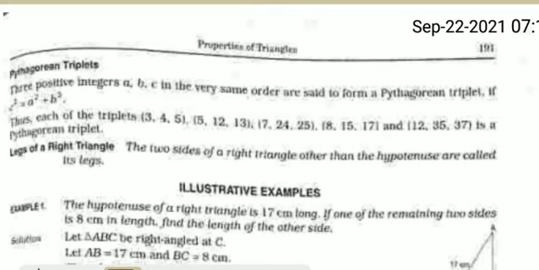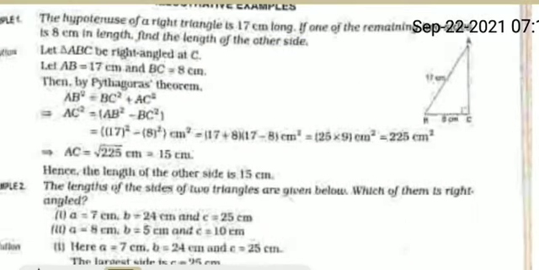Next one is the legs of a right triangle. Students, the two sides of the right triangle other than the hypotenuse are called the two legs. Here are some questions, so you have to follow the questions from the examples carefully and properly.